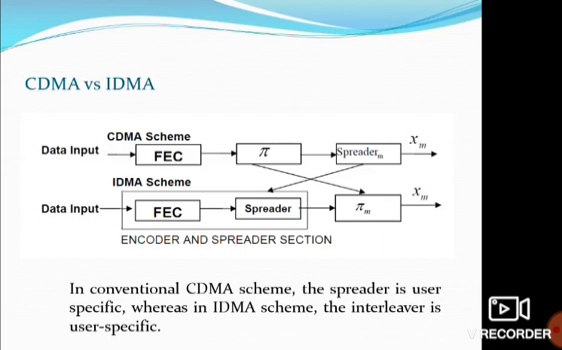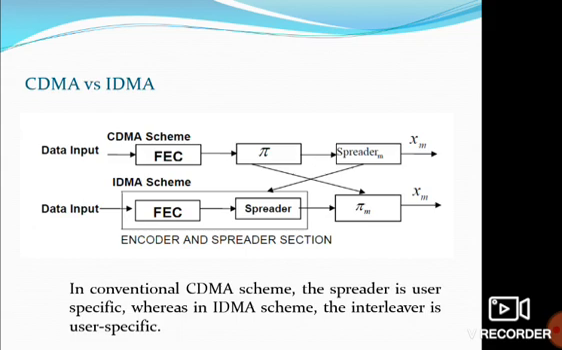This is a figure that describes the difference between CDMA and IDMA. In the upper diagram, we have CDMA. First of all, we have data input, whatever data we want to transmit. Then FEC, the forward error correction. That means we are using some extra bits so that we can correct or detect the errors in the data we are transmitting. Then we are encoding the signal to some form, and then we are spreading the signal. Then the signal generated is Xm.